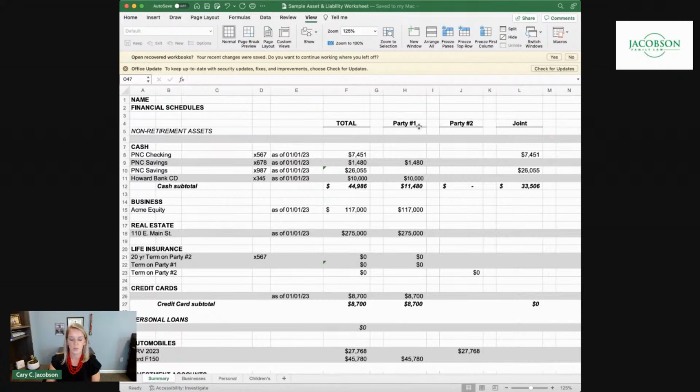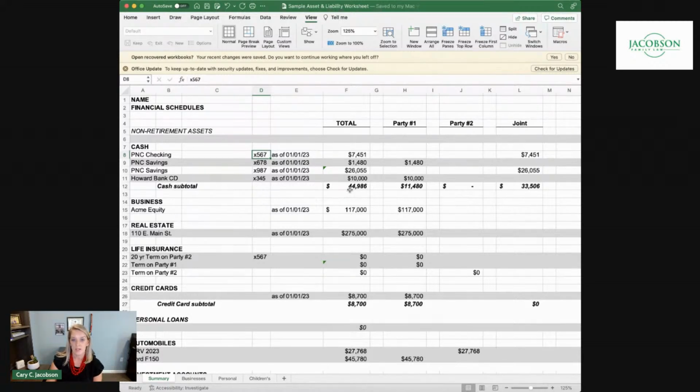And so as you can see, we have it broken out into party one, so this could be either spouse, party two, if they had any individual accounts in their names, and those accounts that are in both or joint names. So we just identify them by the last 3 digits of the account number. These are all made up. And it is just so that everyone is on the same page as to what the account is, and also so they can be identified in your marital settlement agreement.